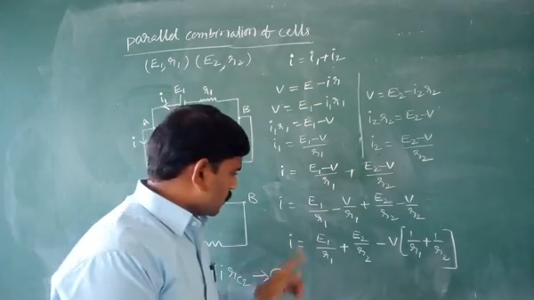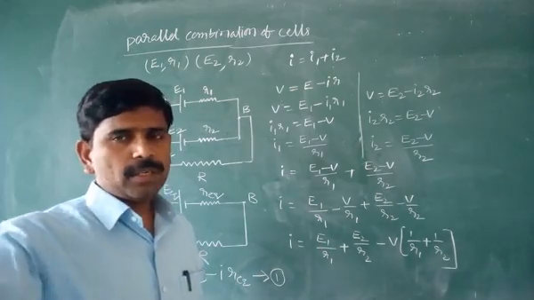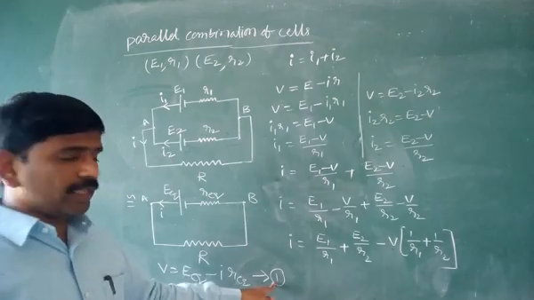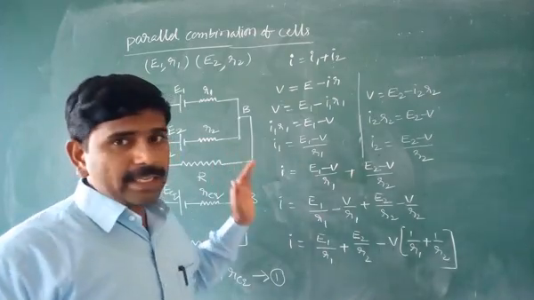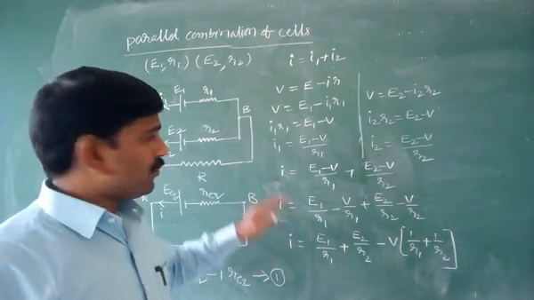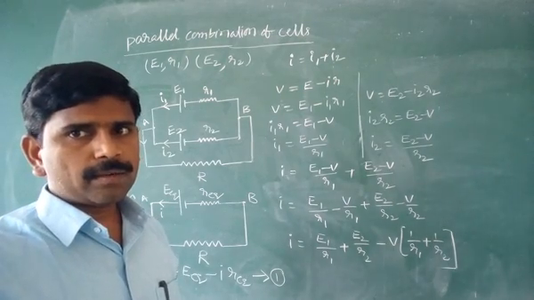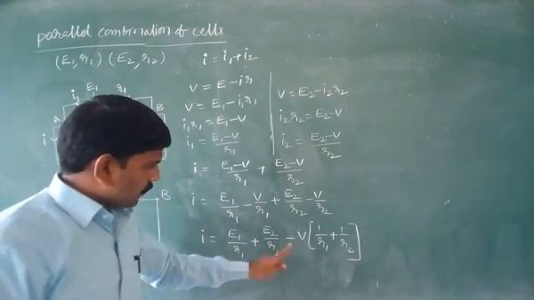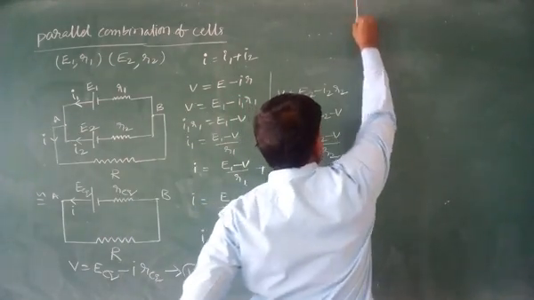So from this we want to find out the terminal voltage V is equal to how much. Next, we compare it with the given equation, that is equation number 1. Then we get the equivalent or effective EMF in case of the parallel combination of the cells. So from this equation we want to find out V is equal to how much.